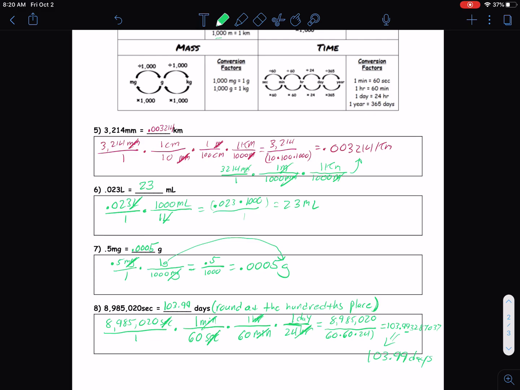Again, this is just a mix of using the different unit conversions. Hopefully doing the worksheet this way with the video helps you understand how to work through each one a little bit more.